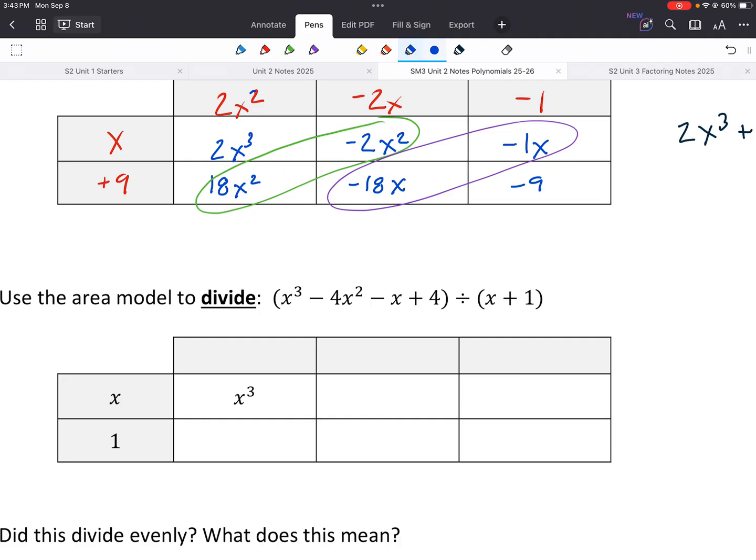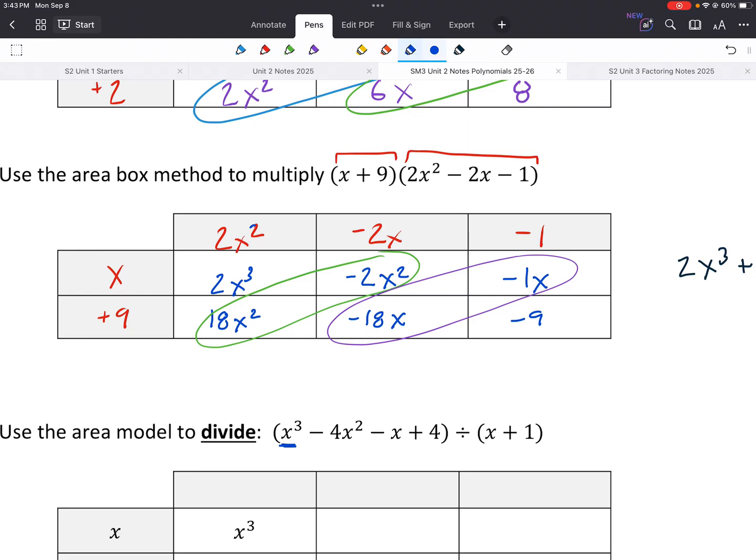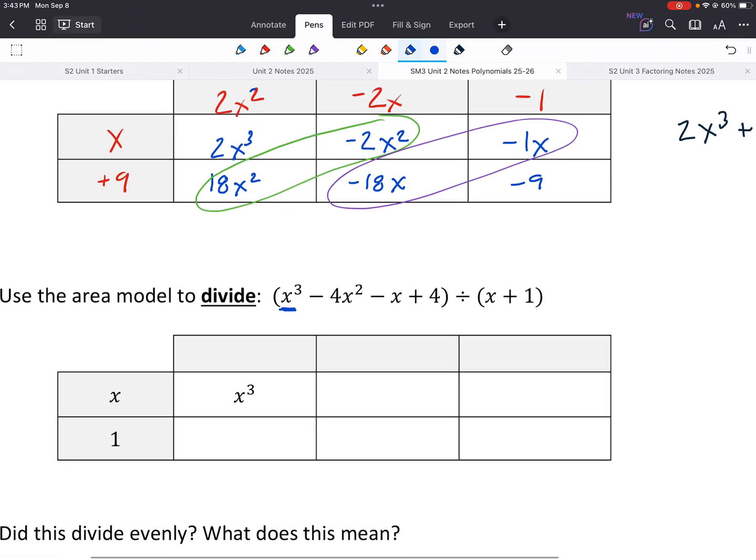That's our quotient. But we do know what our dividend is. So we're going to start by putting that in that first box. Just like when we multiplied, we didn't have to combine any like terms, so same thing here. We're just going to write down that first term, and we're going to go from there. So think about which of these boxes we could fill in.